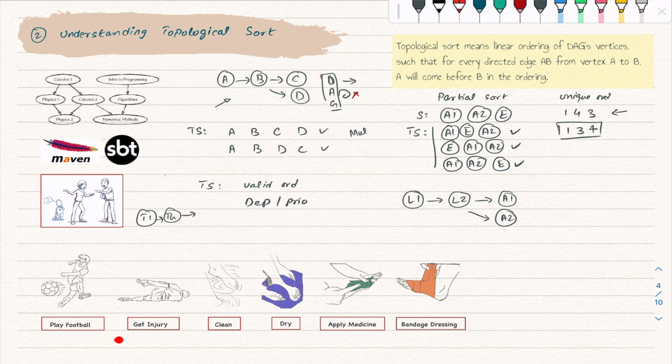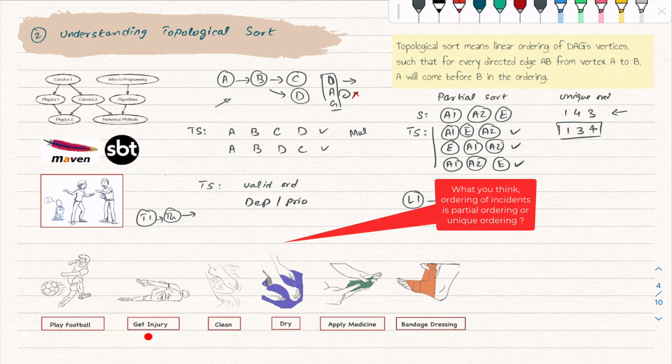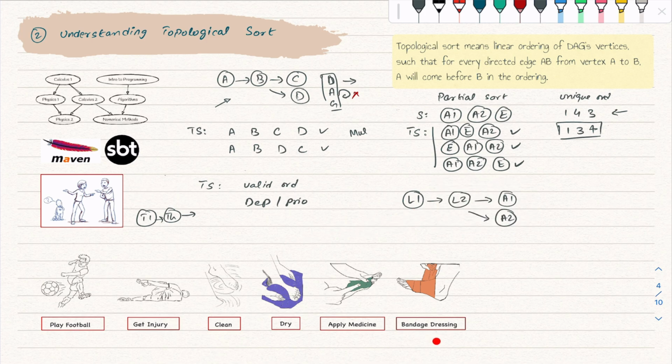Here you can see a number of incidents that can happen in some order: you play football, then you get an injury, and after that you have to clean, then dry, apply medicine, and then bandage dressing. So in the real world, in many places we can use topological sorting.